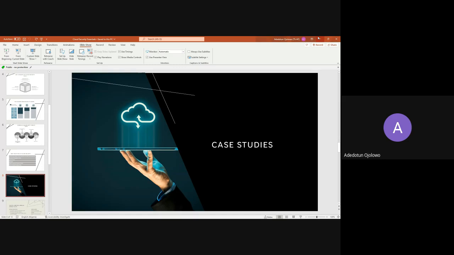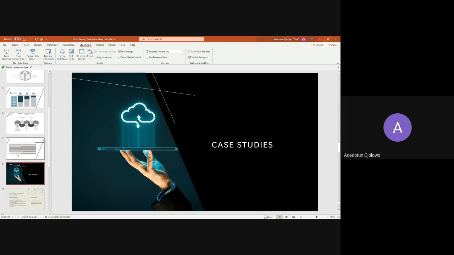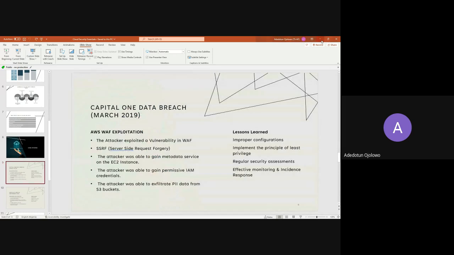So first, the first case study is an organization known as Capital One, and this happened in 2019. It's one of the most notable cloud security events. I think it happened in March 2019, but for some reason it wasn't disclosed until around July 2019. About 100 million customers were affected in the United States alone, and about 6 million customers in Canada. And the attack was facilitated by a misconfigured WAF application on AWS.